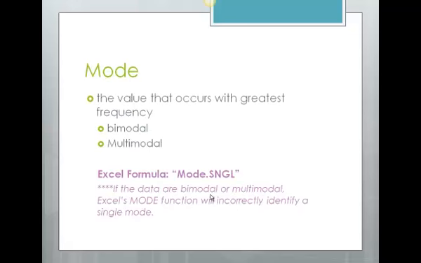Mode. Mode is the value that occurs with the greatest frequency. So basically, it's the number that shows up the most. If you only have one number that shows up the most, it's single mode. If you have two numbers that show up equally frequently, it's called bimodal. If you have more than two numbers that show up equally frequently, it's called multimodal. Excel works best when your data has just a single mode.